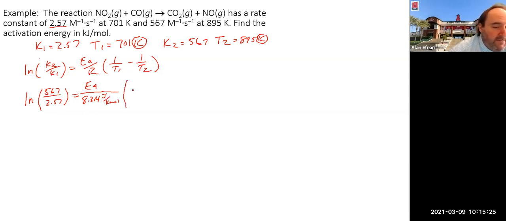Again, 1 over our temperature, so it's going to be 1 over 701 minus 1 over 895. So doing some cleaning up here of the math, we would take something like 567 divided by 2.57 and then take the natural log of it. So that would give us something like 5.3964 equals E of A over 8.314. I'm going to clean up what's inside the parentheses there. So 1 divided by 701 minus 1 divided by 895.